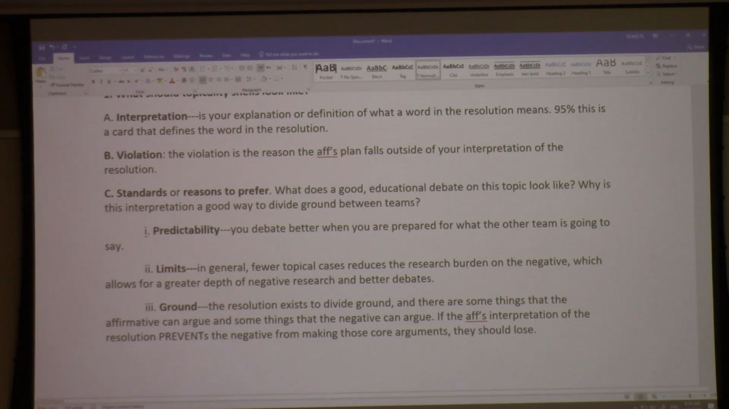Okay. So what's an example, somebody tell me, what's an example of a core negative argument that you would want to be able to read against any affirmative on this topic? The state's counterplan. Yeah, so the state's counterplan is a great example of something that you would want to say is core negative ground on this topic.